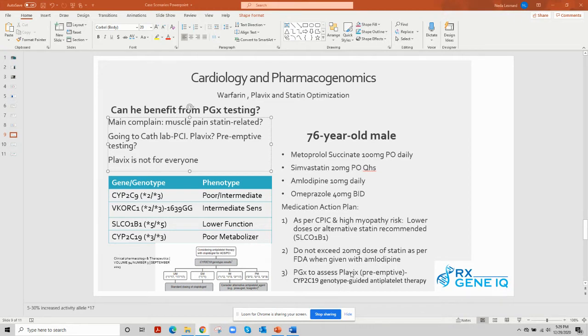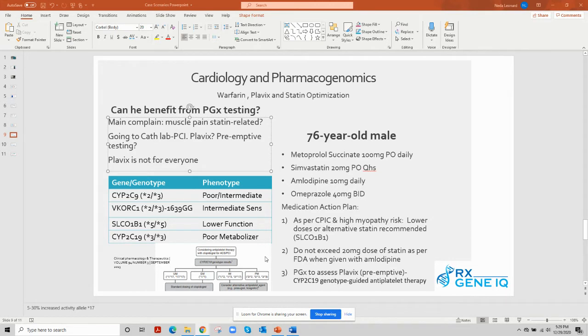Additionally, the patient has been complaining about muscle pain, and the provider would like to know if statin is a cause of this muscle pain. And this is another question that could be answered by the pharmacogenomic test results that are listed down here.